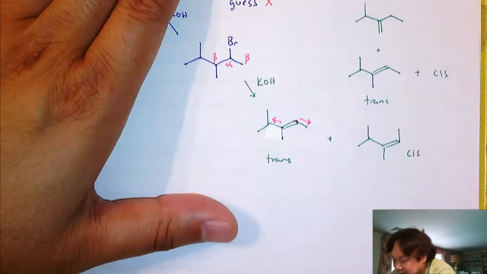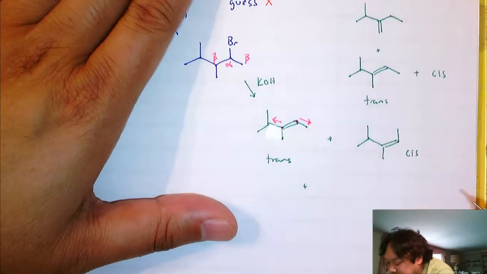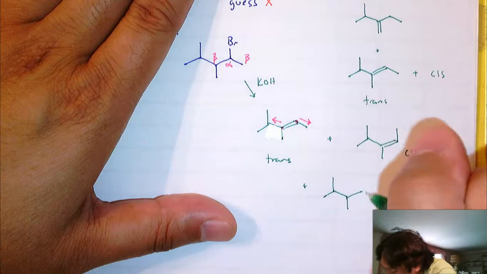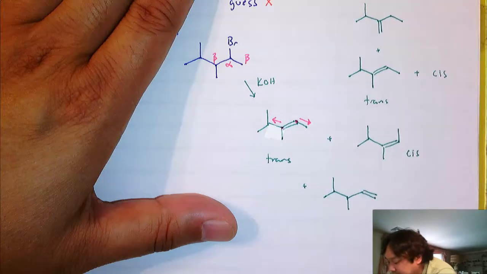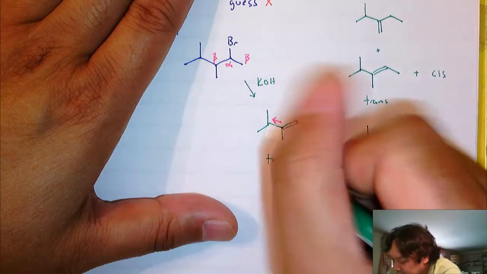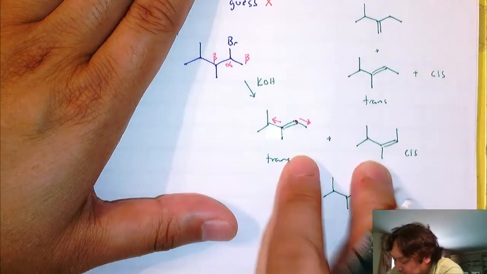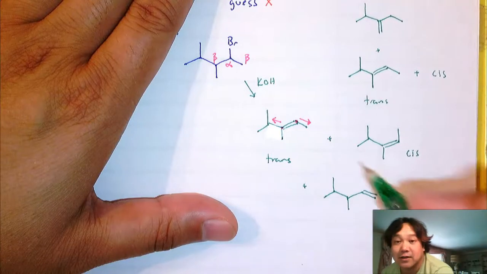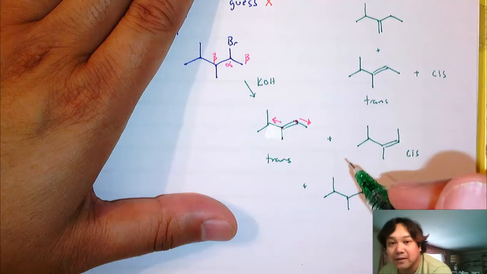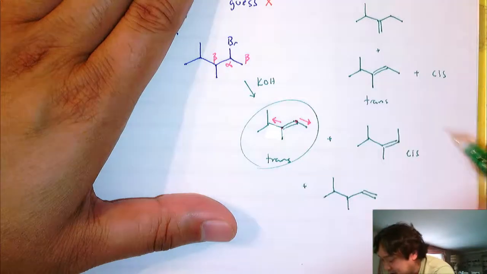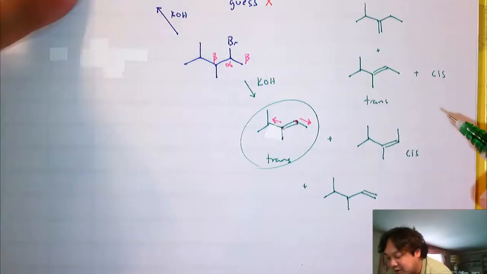Okay. And then if I remove the beta hydrogen off of the right, I get this. Okay. And then if I have to circle the major, it would be the tri-substituted, but we have 2 that are tri-substituted. So it's tri-substituted on the... with trans. Okay. Is that the product we want?